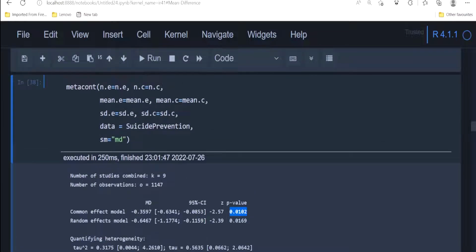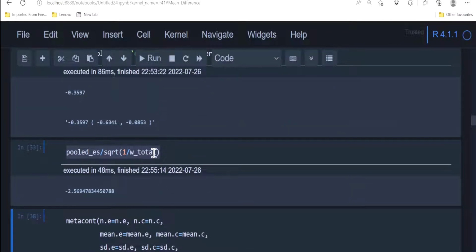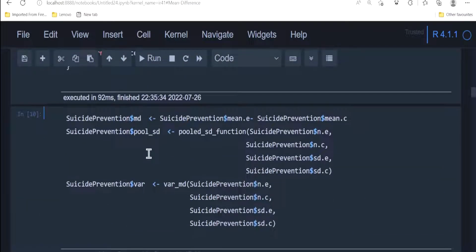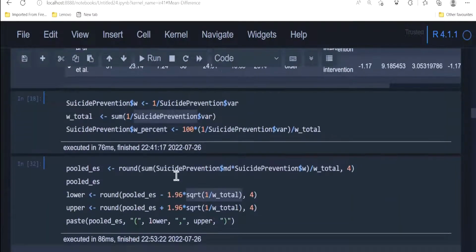Yeah, well, that's how you calculate fixed effect meta-analysis of mean difference from scratch. So we have seen we calculated the variance and calculated the mean difference. After that, we calculated the weight, and then once we calculated the weight, we were able to calculate the pooled effect size and then confidence interval and so on. So that's how we do it.